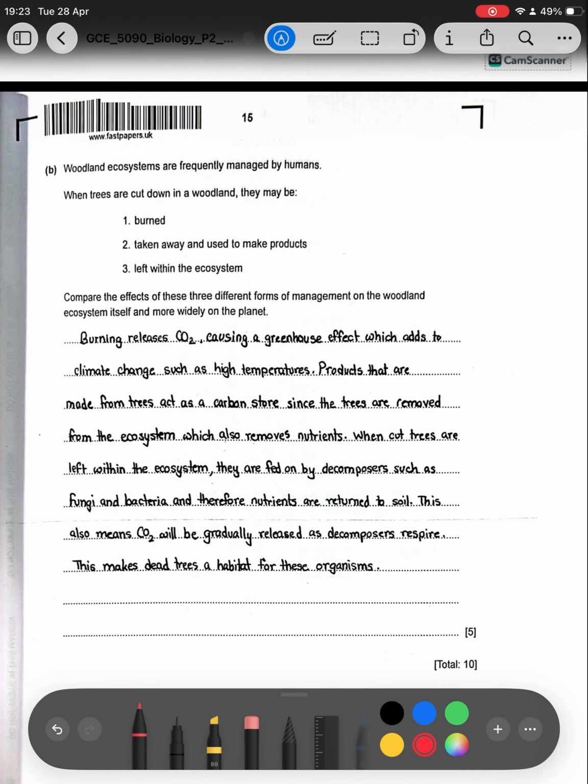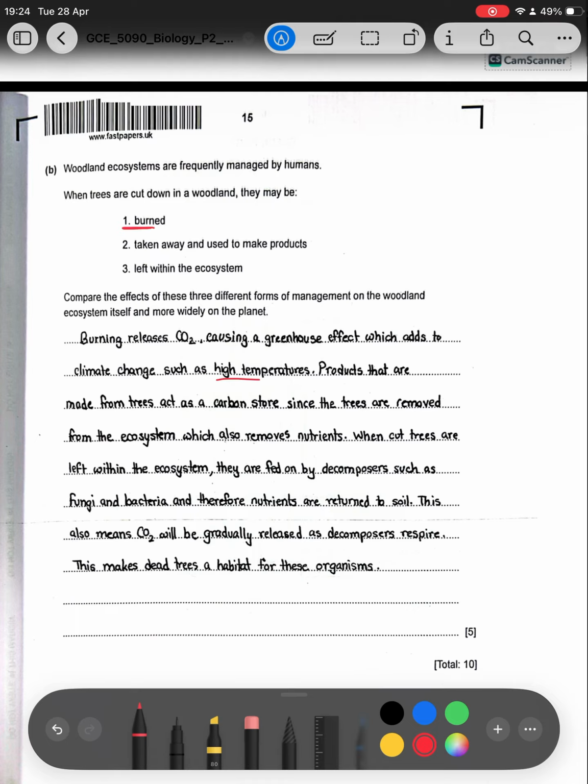In 8b, woodland ecosystems are frequently managed by humans. When trees are cut down in a woodland, they may be burned, taken away and used to make products, or left within the ecosystem. So compare the effects of these 3 different forms of management on the woodland ecosystem and more widely on the planet. So first, let's address this one.